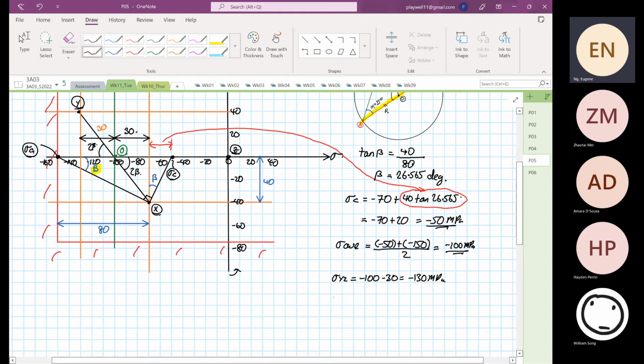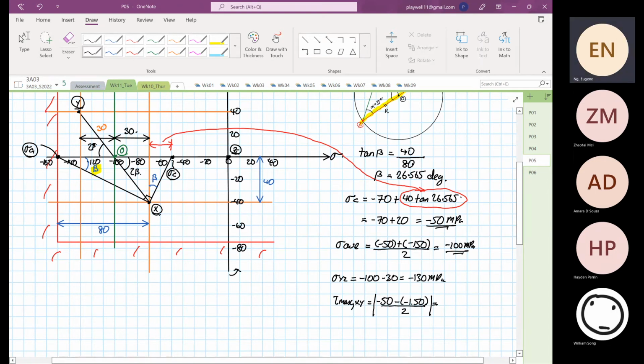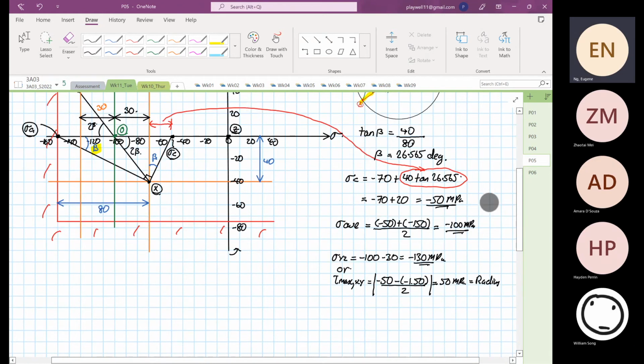So the tau max for XY plane is equal to minus 50 minus minus 150, and then we just need to divide by 2. We know that it has to be an absolute value. Oh, sorry, it's minus. Okay, so minus 50 minus minus 150 divided by 2 is 50 megapascal. So we know that is the radius. This is another way to calculate it, okay?